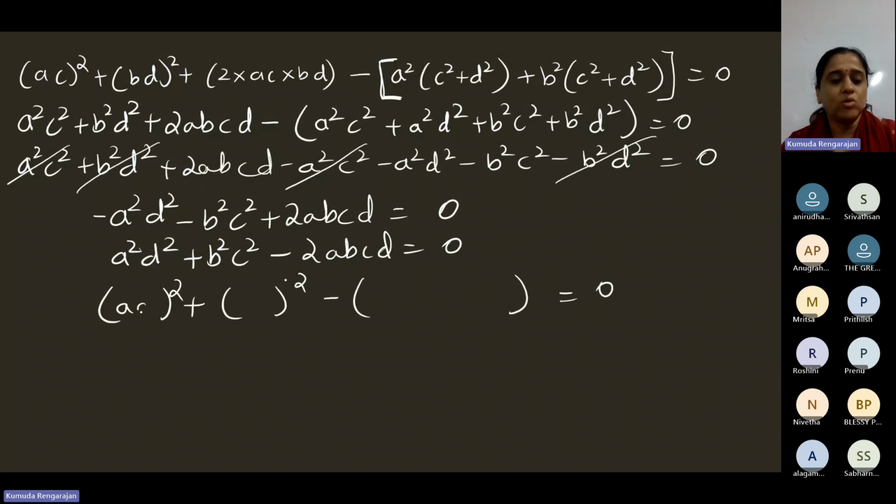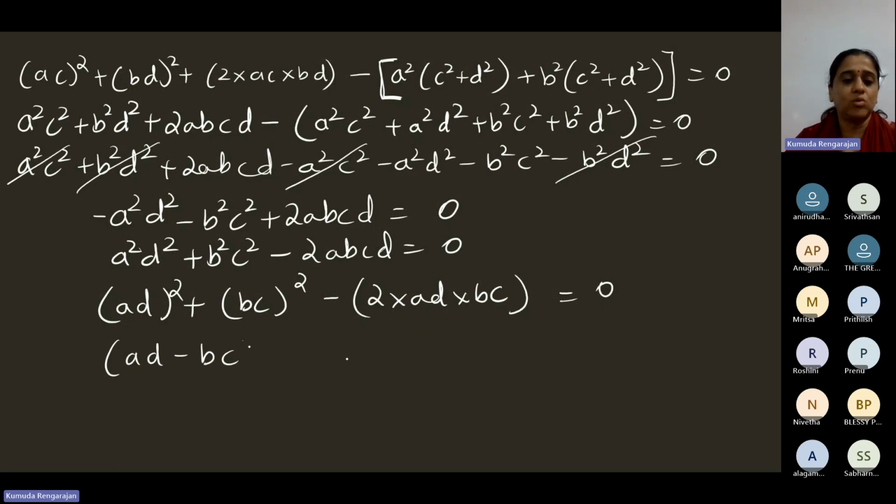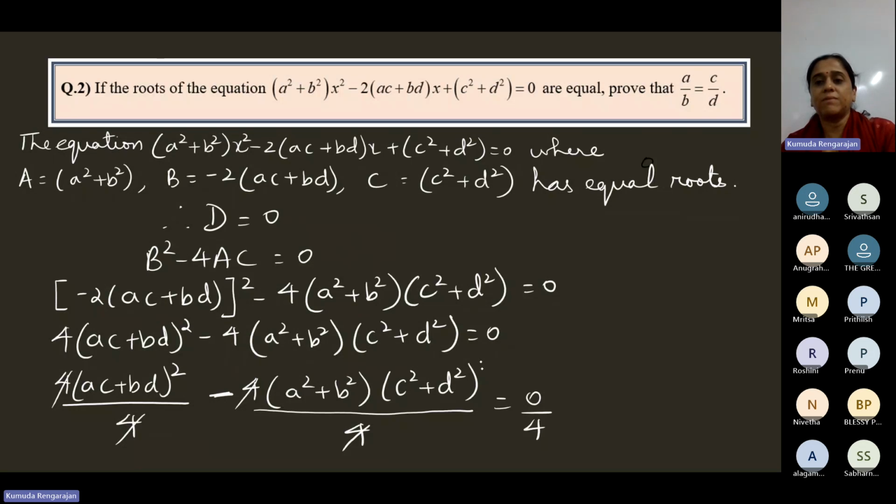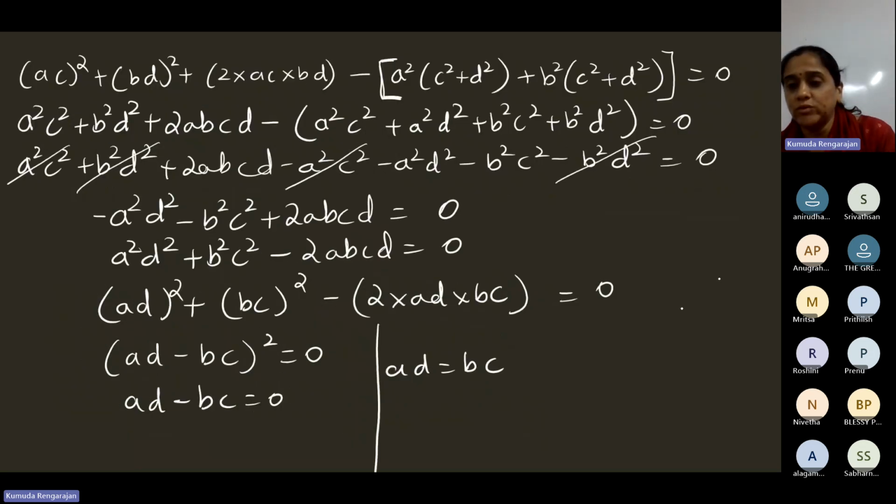So this is (AD) the whole square, (BC) the whole square, minus 2 into AD into BC. Check. Yeah, minus 2abcd, correct. So this is nothing but (AD minus BC) the whole square is equal to 0. Because it's minus 2ab or minus 2xy. So this means AD minus BC is equal to 0. So AD is equal to BC. What do we have to prove? A by B is equal to C by D. We have to prove that A by B is equal to C by D.